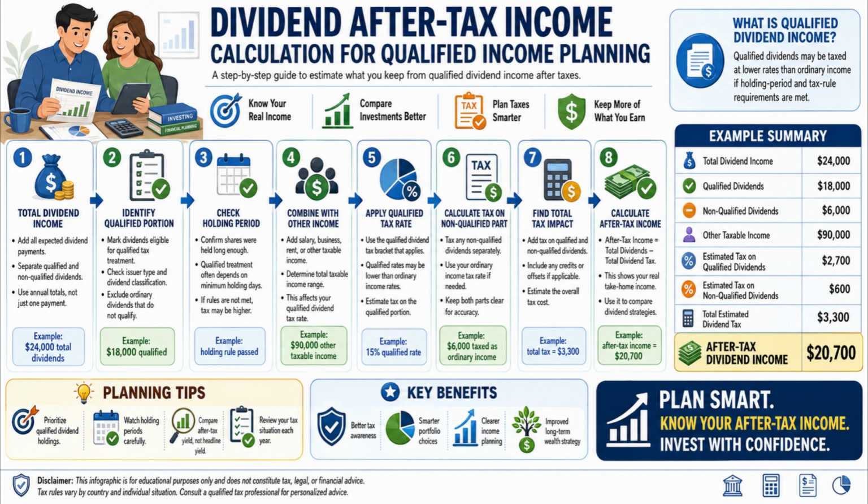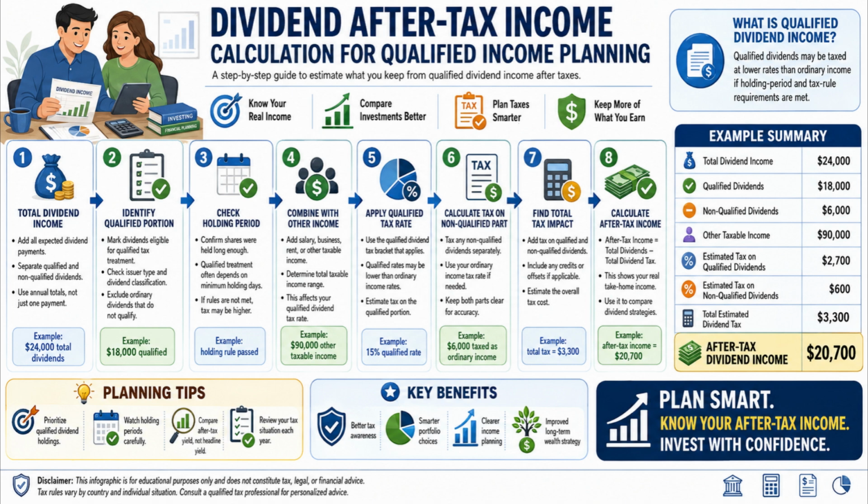Then, combine dividend income with your other taxable income. Add salary, business income, rental income, interest income, or any other taxable income to understand your total income range. For example, if you have $90,000 in other taxable income, that amount can affect which qualified dividend tax rate applies to your dividend income. Once the income range is clear, apply the qualified tax rate to the qualified portion.